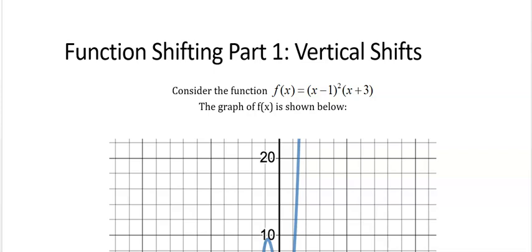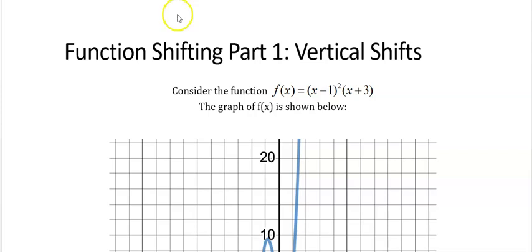This is the first of 5 videos. We will deal with vertical shifts in this one, then horizontal shifts, then vertical stretches, then horizontal stretches, and then we will look at what you do when you have more than one thing going on in a function, when it's moved in more than one direction or in more than one manner.